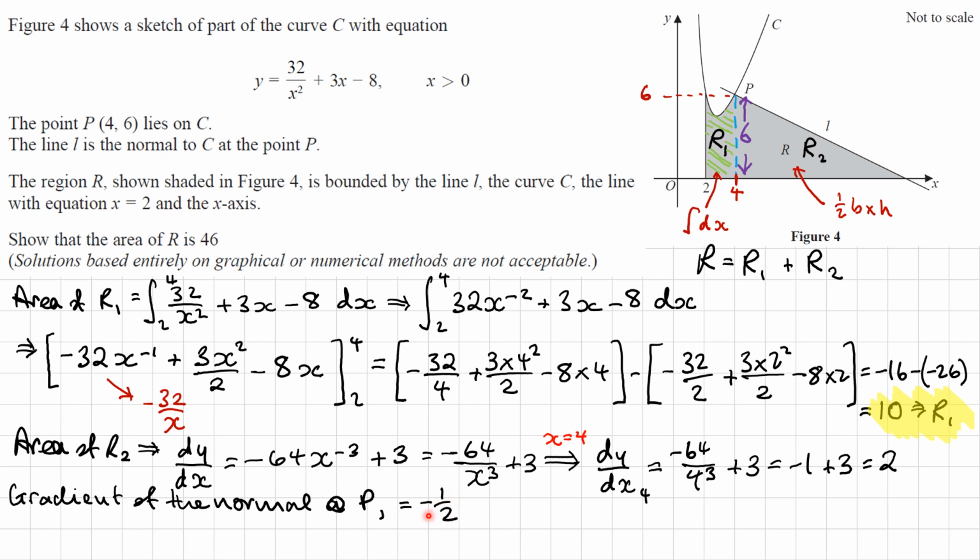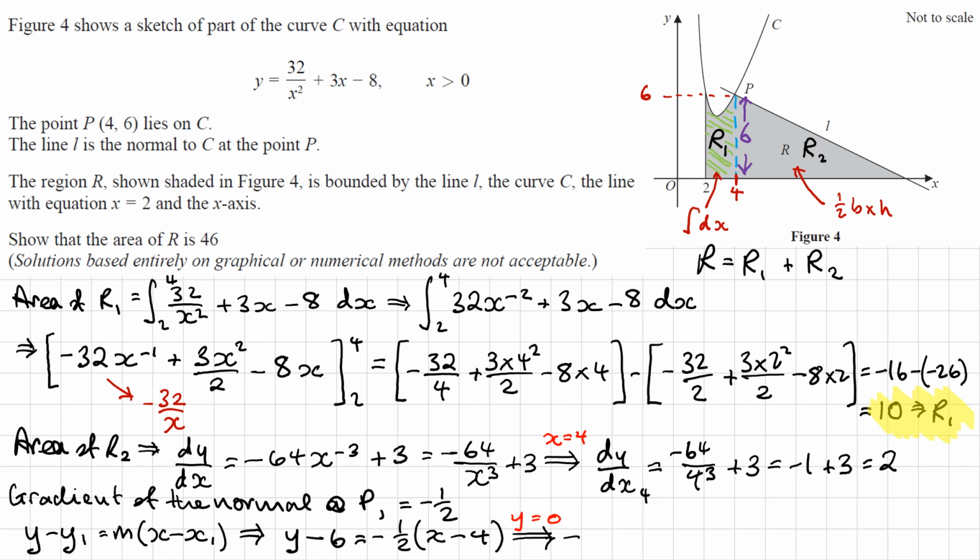I have the gradient, I have a point that it passes through, so I'm now going to use y minus y1 equals m times (x minus x1) to find the equation of this line L. So y minus y1, that's 6, is equal to -1/2, and then x minus x1, so that's 4. Now, this is the equation of the line L. I want to find where L crosses the x-axis. It will cross the x-axis when y is equal to 0. So we'll substitute 0 for y into this.